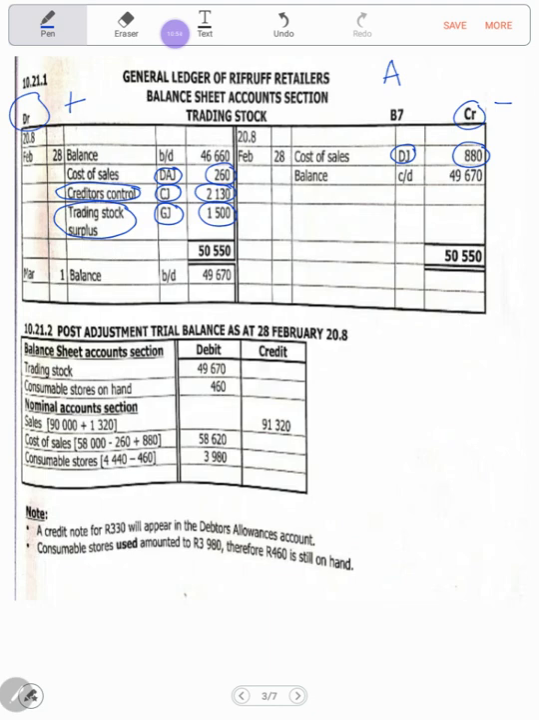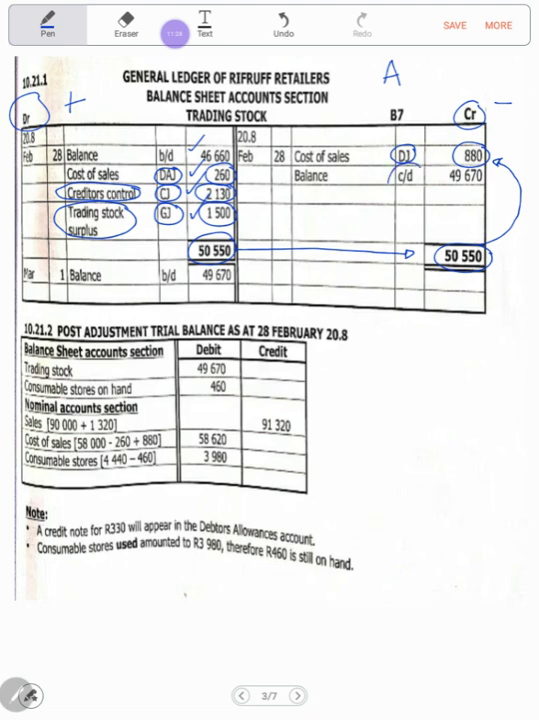What you're going to do now, grade 10s, you're going to balance your trading stock account. You will add everything up. Which side is the bigger side? Your debit side. 46,660 plus 260 plus 2,130 plus 1,500 will give us a total of 50,550. Take it over to your credit side. 50,550, and you are going to subtract the smaller amount worth 880, and it will give you the difference, which is known as your balance carried down.